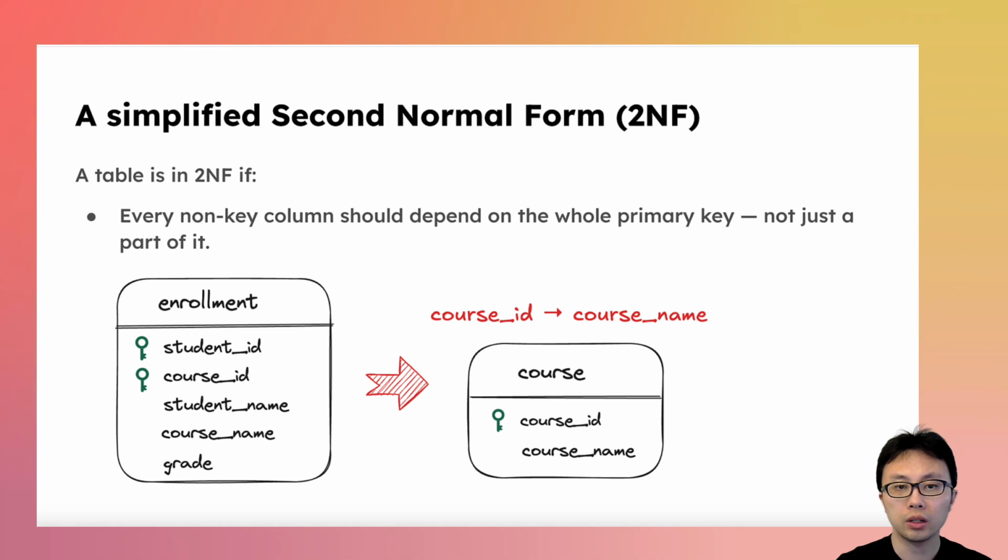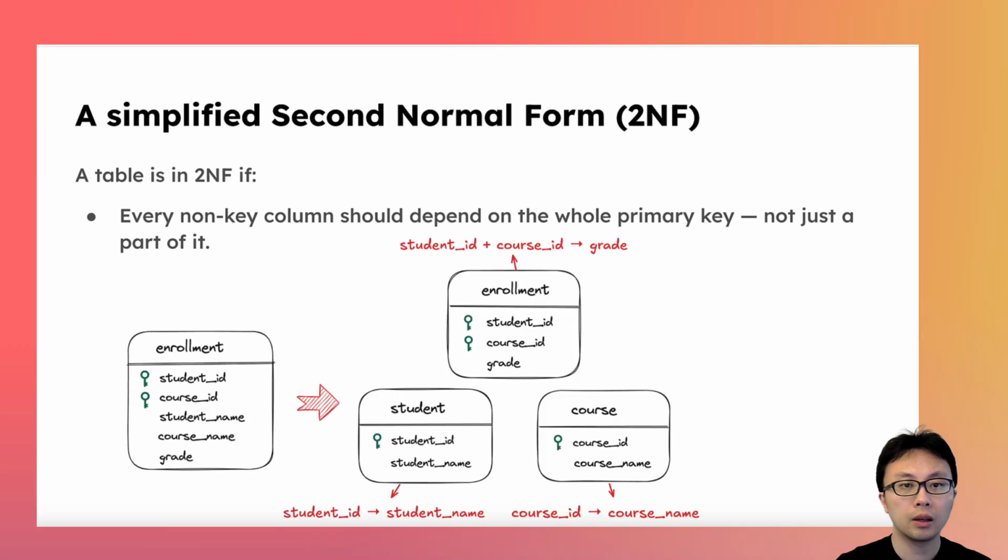What would happen to the old enrollment table? In general, you will leave behind only the columns that truly depend on the entire original composite primary key. The columns that meet both conditions will be kept in both the newly created table and the old table, such as the student ID column and the course ID column. That's how you fix a violation of the second normal form.